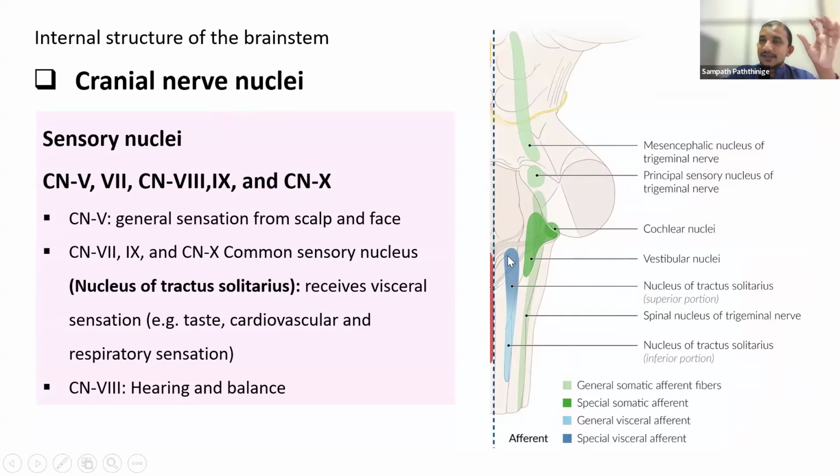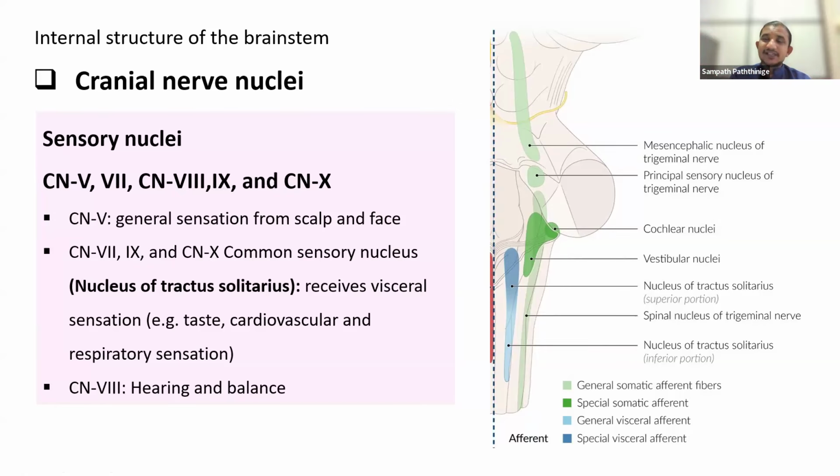Then there is a common taste nucleus, the nucleus tractus solitarius, which is the common sensory nucleus for the 7th, 9th, and 10th, because those are the cranial nerves which carry the taste sensation. From the anterior 2/3 of the tongue, it is the facial nerve. From the posterior 1/3 of the tongue, it is the glossopharyngeal nerve, and from the pharynx and the palate, it is the vagus nerve. So that is the common sensory nucleus for these three nerves.